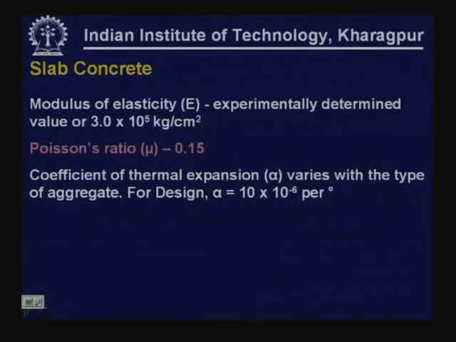These are the typical values only: modulus value to be 3 into 10 to the power of 5 kg per centimeter square, Poisson ratio value as 0.15, and coefficient of thermal expansion, which of course varies with the type of aggregates used, but a typical value can be 10 into 10 to the power of -6 per degree.